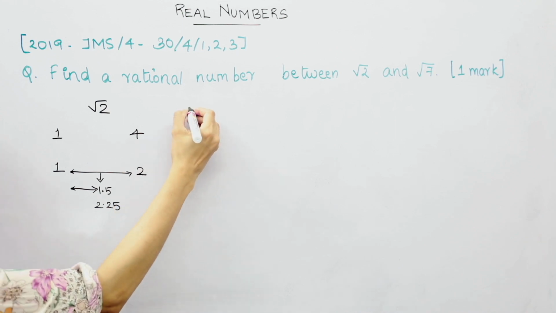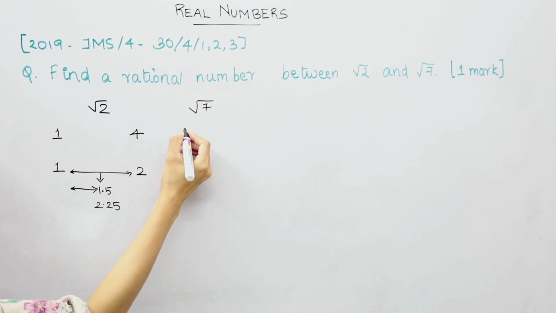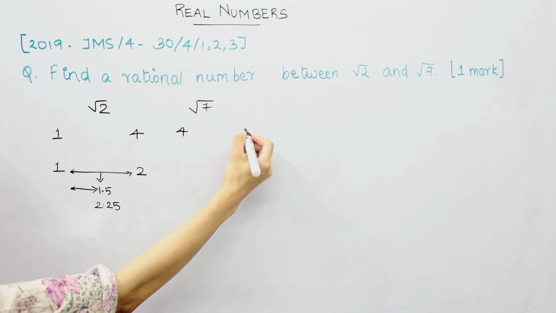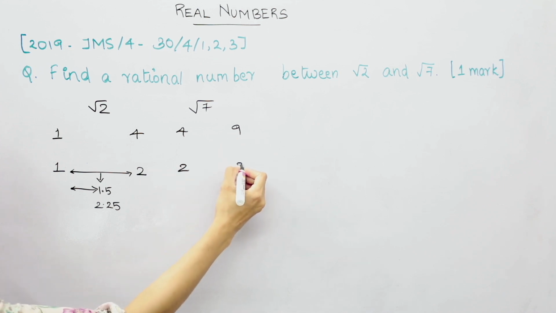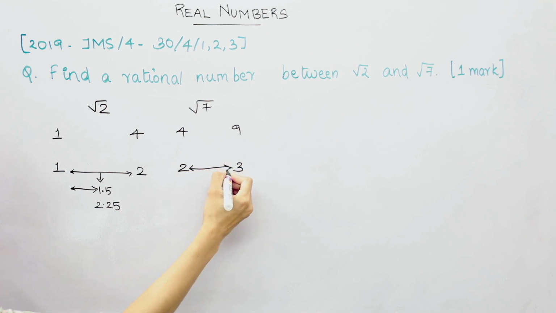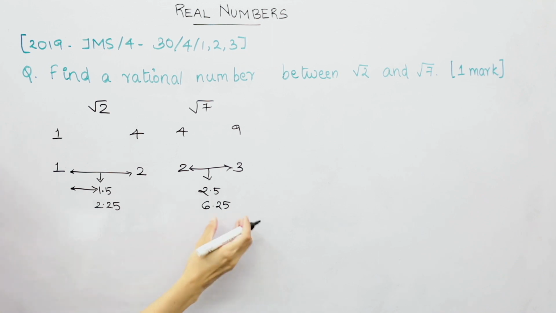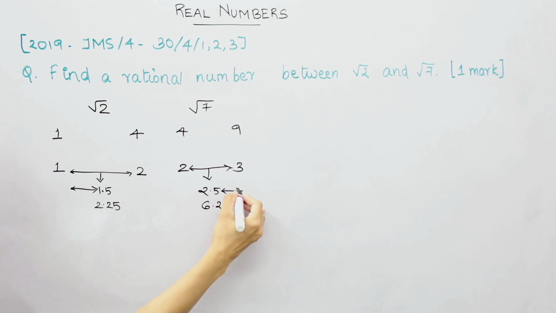Let's do the same for root 7. So the perfect square closest to 7 and less than 7 is 4 and perfect square greater than 7 is 9. Square root of 4 is 2, square root of 9 is 3. So the value of root 7 will lie somewhere between 2 and 3. Now let's consider the midpoint, which is 2.5. Square of 2.5 is 6.25, which is less than 7. Therefore, root 7 will lie somewhere between 2.5 and 3.